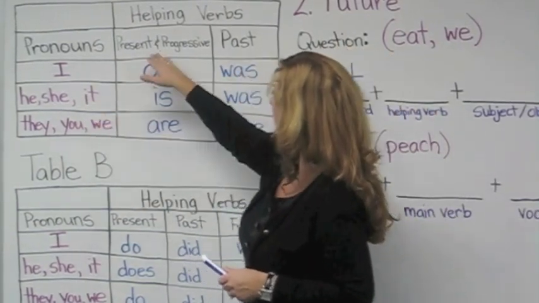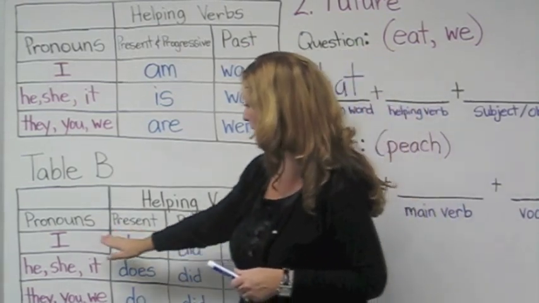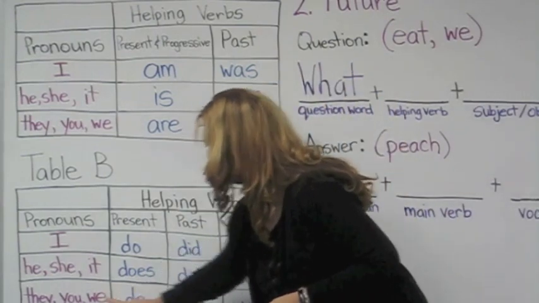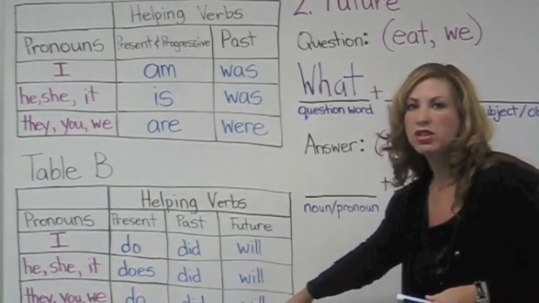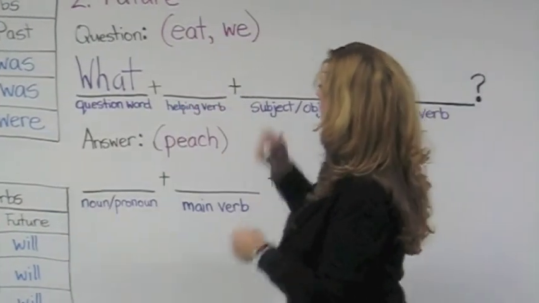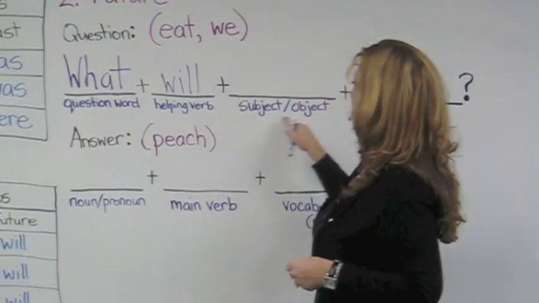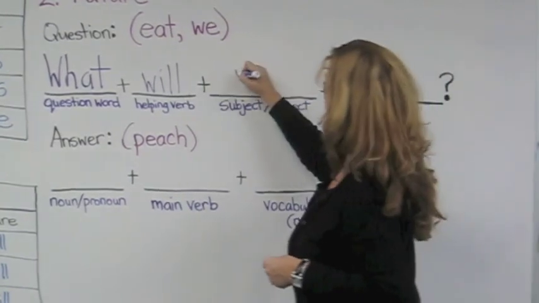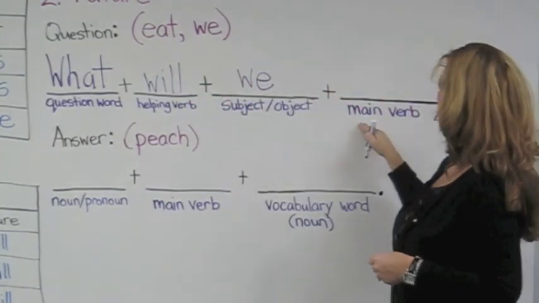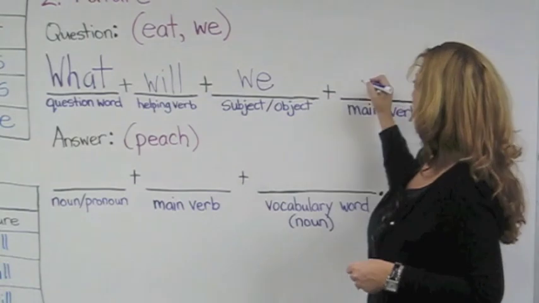So we, here is present and progressive, and here is past. So let's go to Table B, and here is future. So we would be will. So our helping verb will be will. What will, the subject or object is we. What will we, and the main verb is to eat. What will we eat?